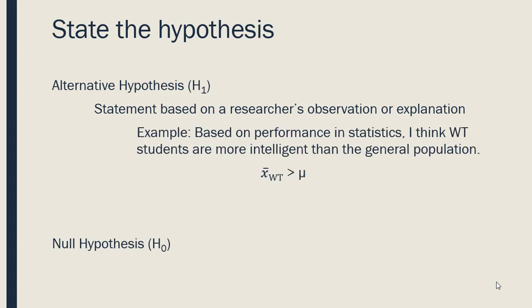To make this concrete, I think WT students are more intelligent than the general population. I can write this as the mean IQ for a sample from WT will be greater than the population mean. I know the population mean is 100, so the mean for WT needs to be greater than 100 for this statement to be true. There are other possible outcomes though. The null hypothesis should address these outcomes. In this case, the other possible outcomes are that the average IQ at WT is less than or equal to 100.